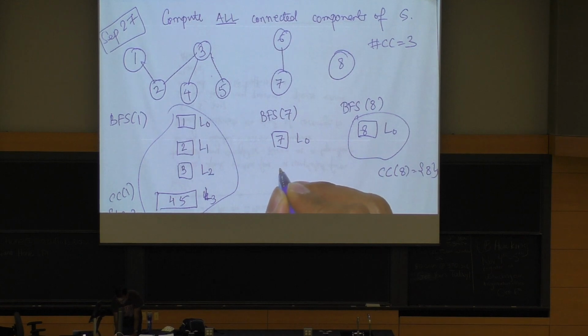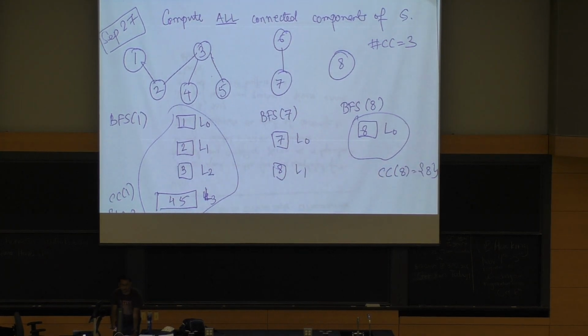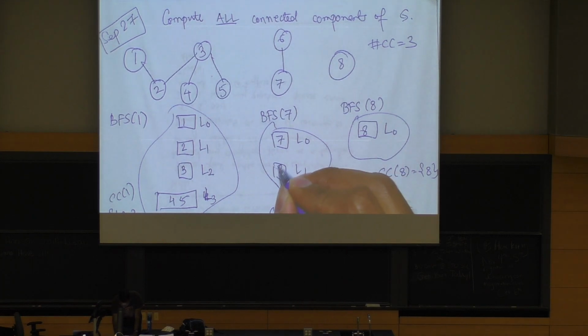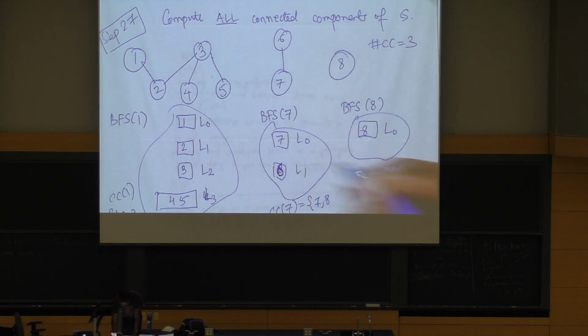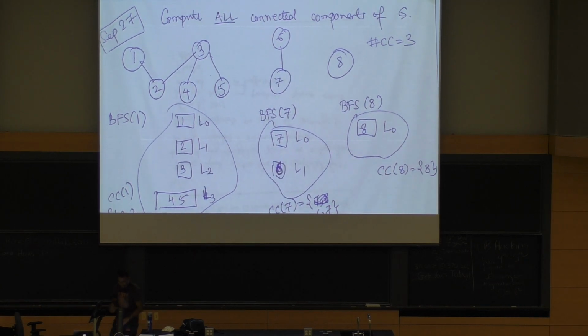7 is in layer 0, then you get 8 in layer 1, and then you stop because there are no other vertices to do. So the connected component of 7 is 7 and, sorry, this should be 6, is 6 and 7. Okay. And now you know that every vertex in the graph has been assigned to some connected component, so you stop. Okay?